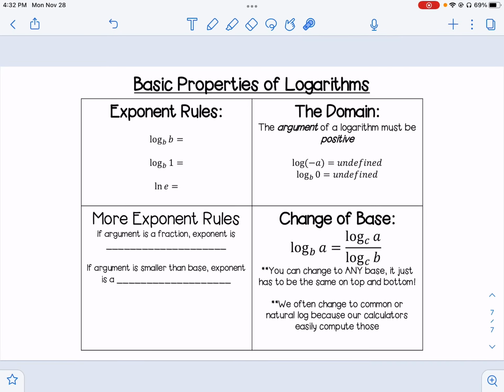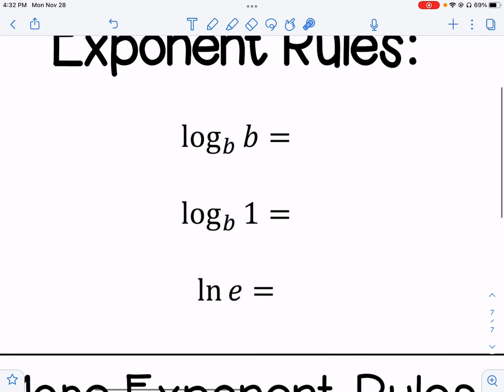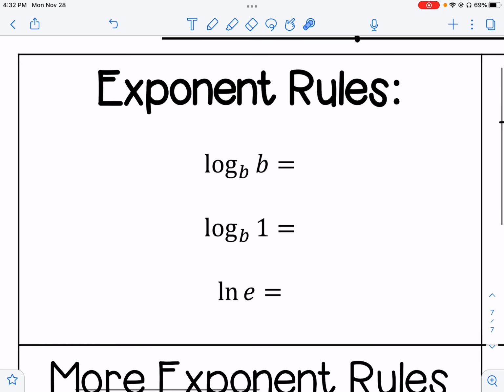So this video is going to go over some tips and tricks and must-knows of the world of logarithms. So let's start in here. I call these our exponent rules just because they're based on exponents, but they're just some really cool things.